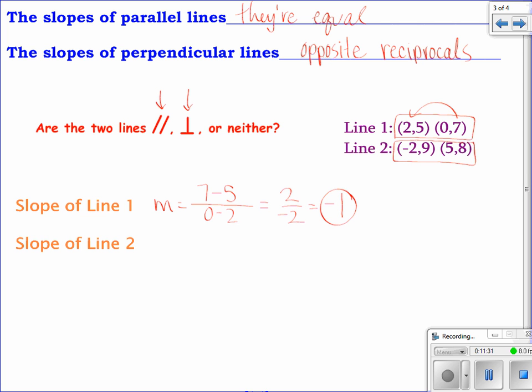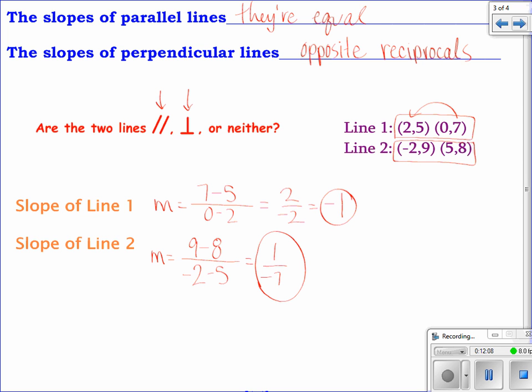Line 2. Subtract the y values. Let's go 9 minus 8, which means we have to do what order for the x's? -2 minus 5. So let's simplify this. 1/-7. That doesn't simplify anymore. So now the question is, are they parallel? What do they have to be in order to be parallel? They have to be the same. Are they the same? Definitely not. So not parallel.